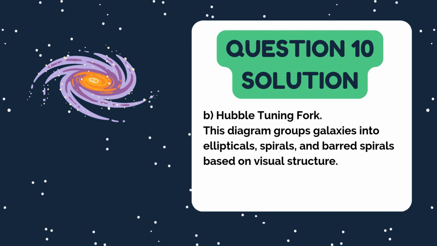Let's check the answer. B. Hubble tuning fork. This diagram groups galaxies into ellipticals, spirals, and barred spirals based on visual structure.